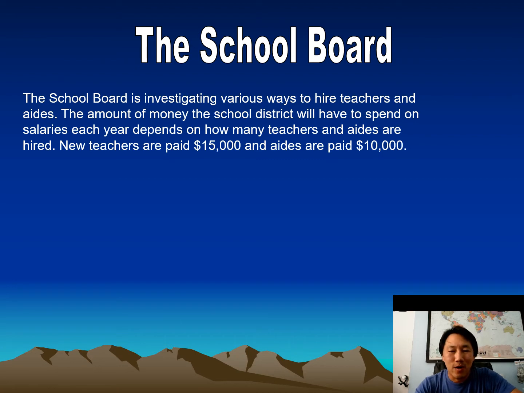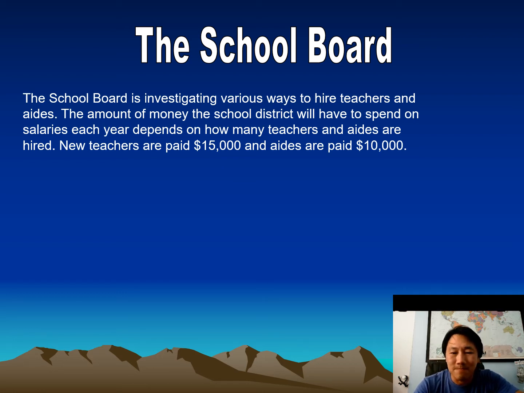Let's say you are working for the school board. The school board is investigating various ways to hire teachers and aides. The amount of money the school district will have to spend on salaries each year depends on how many teachers and aides are hired. So a lot about budgets. New teachers are paid $15,000 and aides are paid $10,000 a year, which obviously those numbers have been made to make these numbers work a little bit better. But yeah, teachers don't get paid $15,000 a year, and neither do aides.